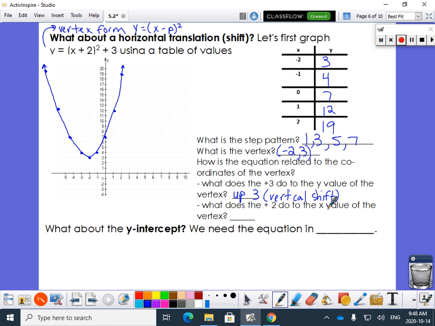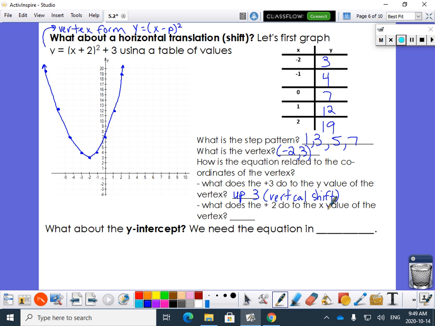Now, what does the +2 do to the x value of the vertex? So this value here is a +2. What do you notice that might have done? Do you think it moved left or right 2? What makes sense? We're used to having our vertex being 0 on the x, right?